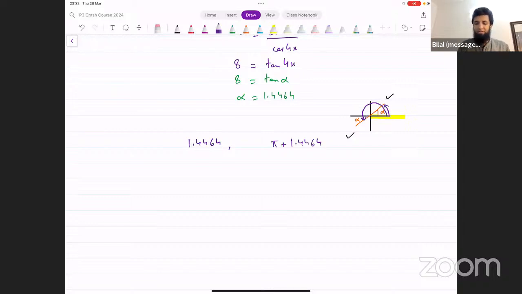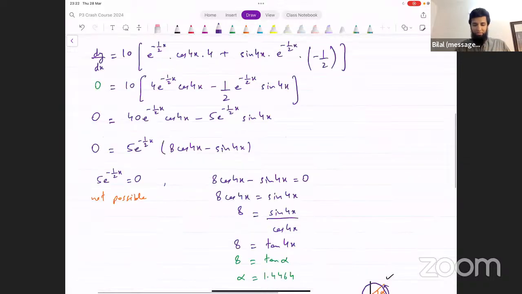All right. Now, the angle was not x. The angle was 4 times x here. So we say either 4x equals this or 4x equals this. The first one gives us 0.3616, and the second one gives us pi plus 1.4464 divided by 4, and that is 1.14699, so 1.147.